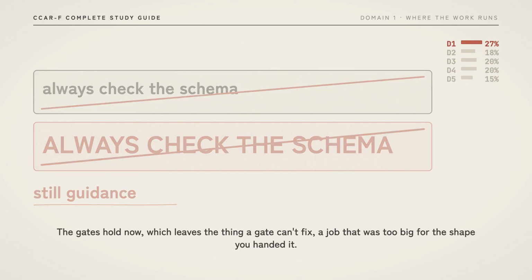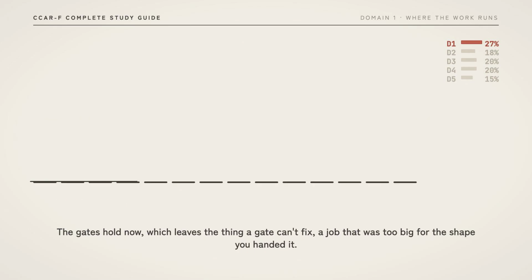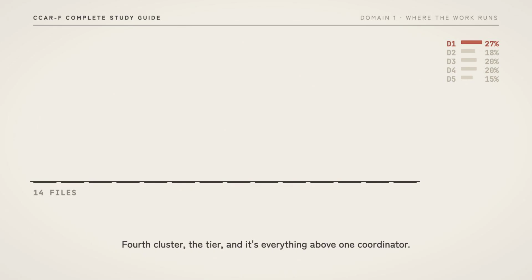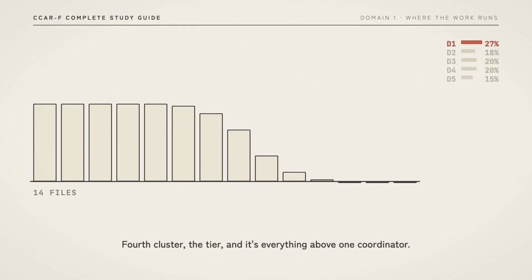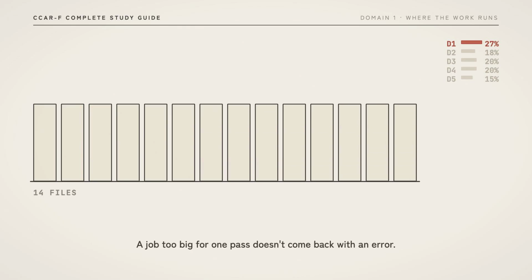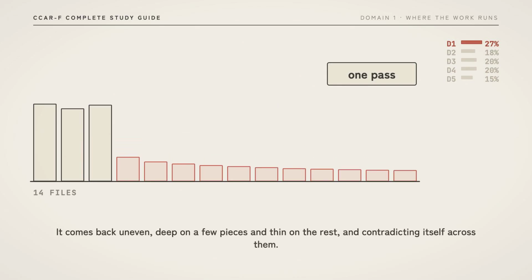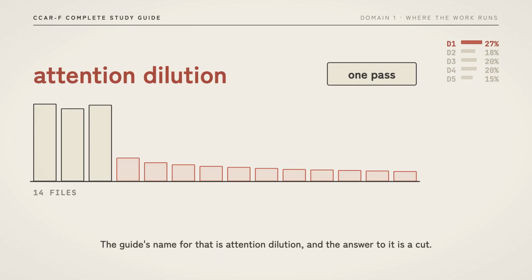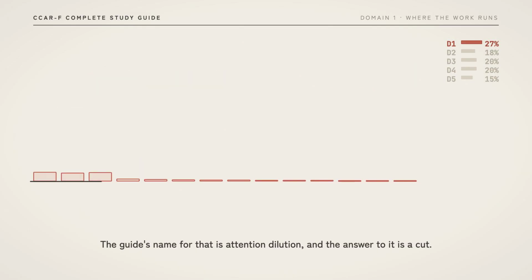The gates hold now, which leaves the thing a gate can't fix, a job that was too big for the shape you handed it. Fourth cluster, the tier, and it's everything above one coordinator. A job too big for one pass doesn't come back with an error. It comes back uneven, deep on a few pieces and thin on the rest, and contradicting itself across them. The guide's name for that is attention dilution, and the answer to it is a cut.